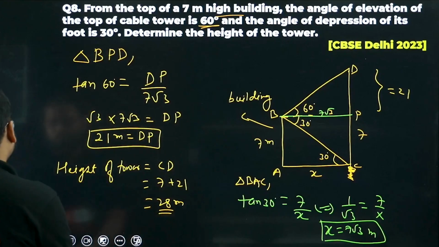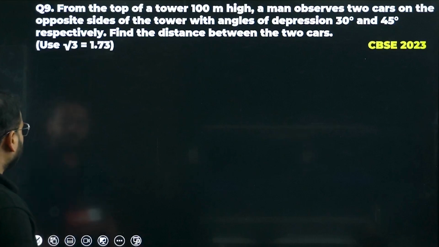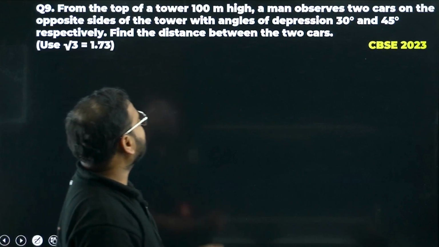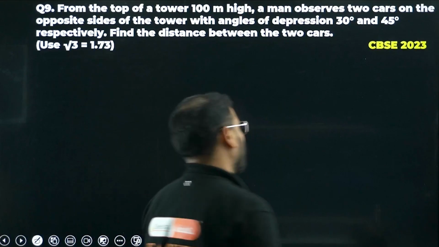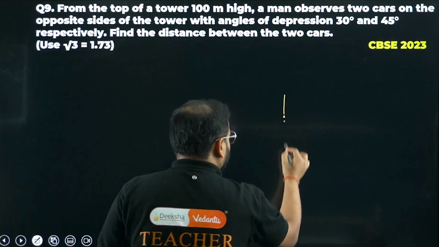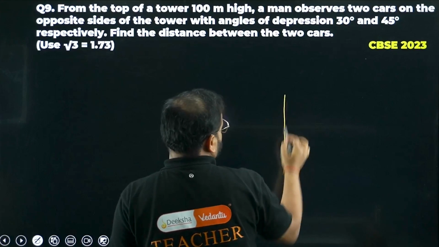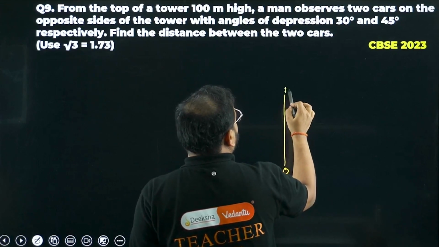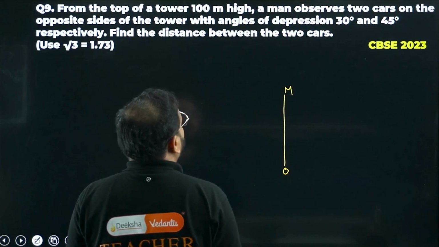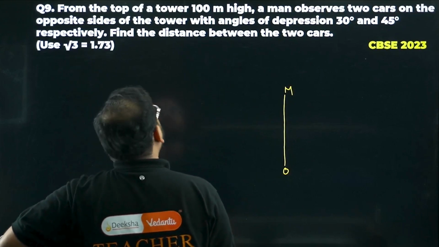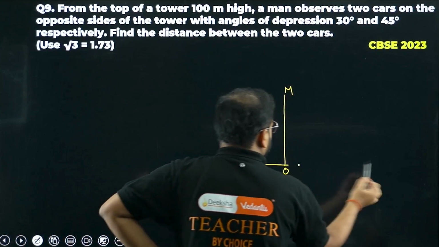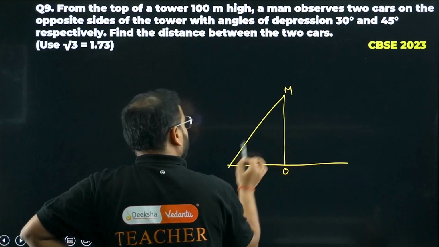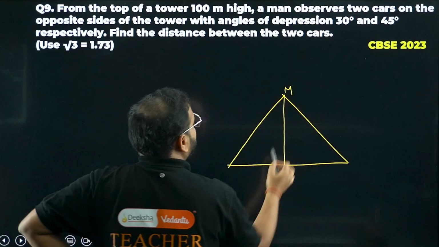Moving on to question number 9, sir. Okay. Question number 9. From the top of a tower 100 meters high, a man observes two cars. This is a tower. Okay. Tower is over here. Observer is where? Observer is here. So let's call this point O, and the man is over here at this point, OM. And the man observes the two cars on opposite sides. Means one car is over here, let's say. One car is over here. Another car is like this. So he's observing at both the sides.